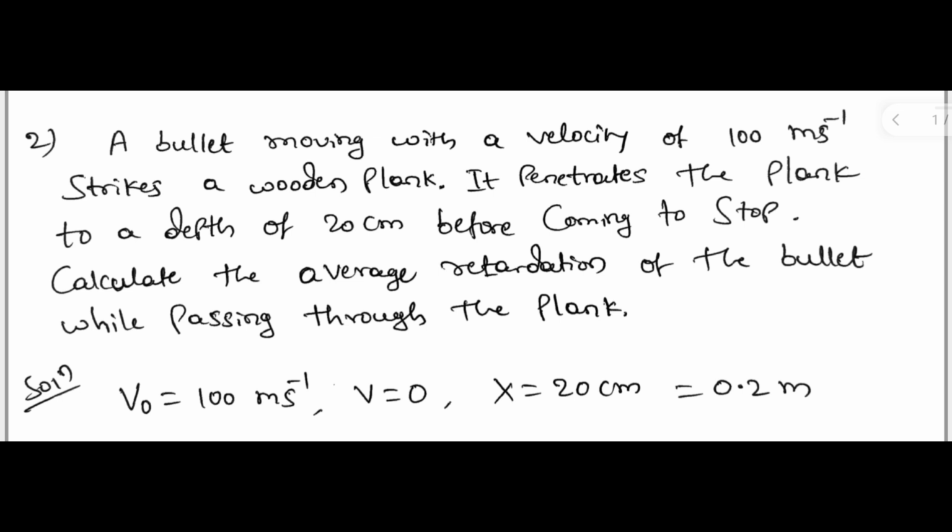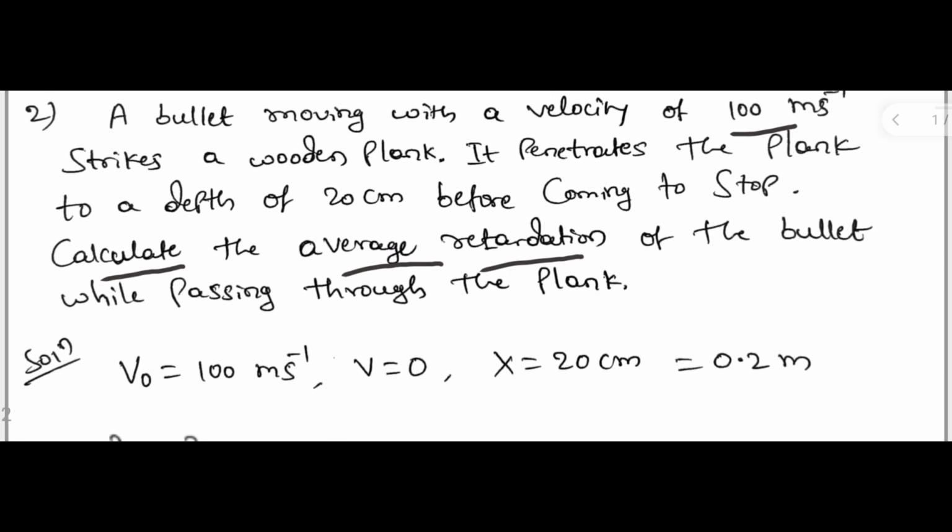It is the initial velocity here, and it strikes a wooden plank. When it reaches the wooden plank, the velocity goes on slightly decreasing. After covering a certain distance, the bullet comes to rest. And they ask us to calculate the average retardation. The word retardation means a negative value, that is, the velocity decreases. We have to calculate the acceleration which is slowing the bullet down while passing through the plank.